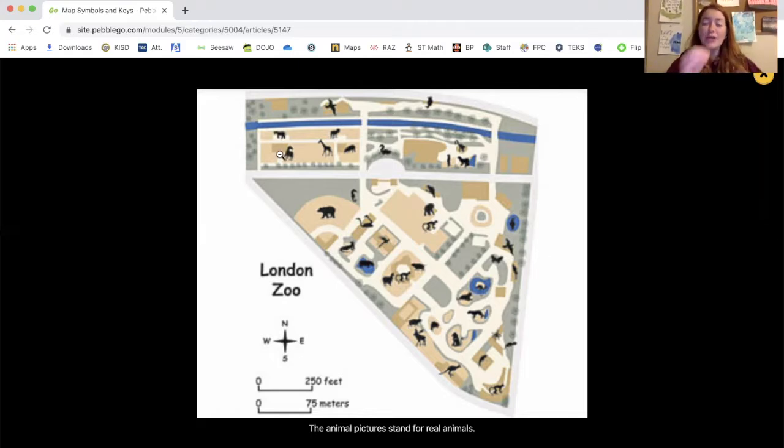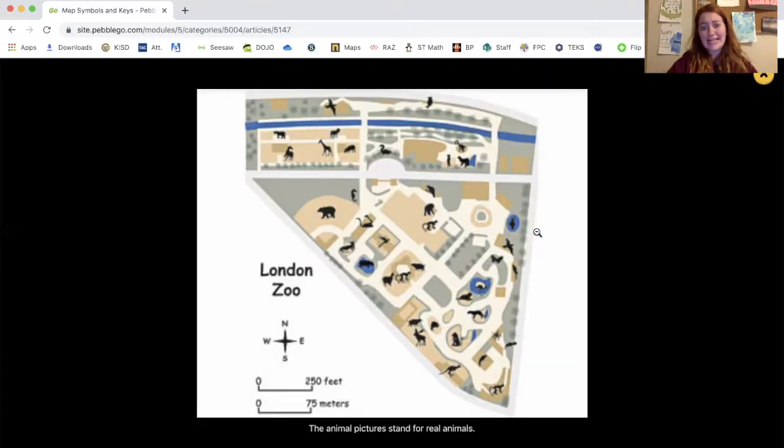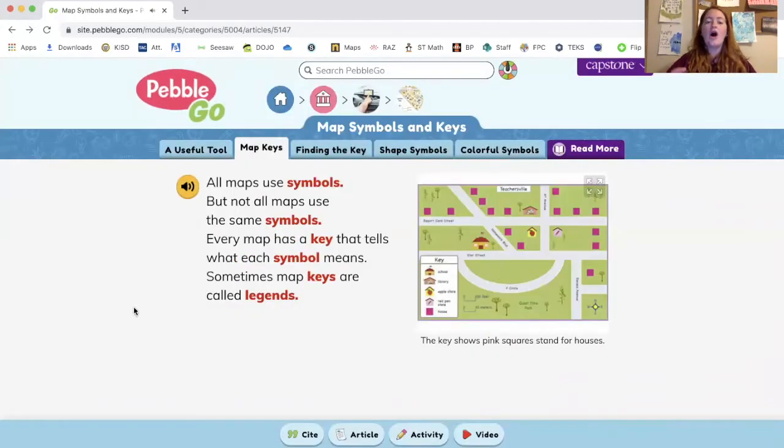I can see there are a lot of different symbols here. These ones use really little pictures so I can see it. And I know it said that maps are small so they can fit on paper. So I know that the London Zoo really isn't that size. That is about the size of my hand. There's no way it's that small. So it's important to use symbols because I couldn't really do a picture the right size. Well, let's keep going.